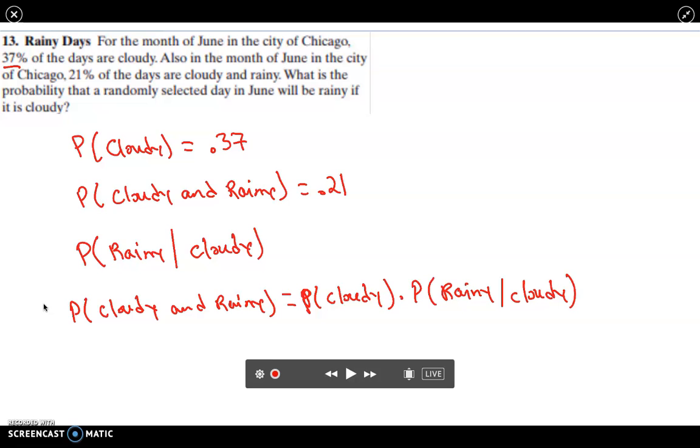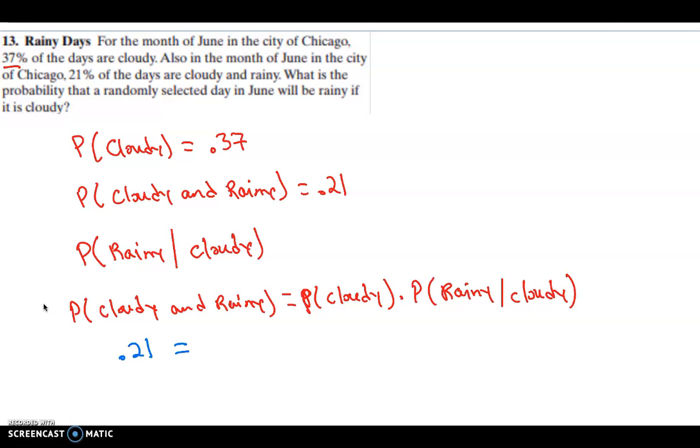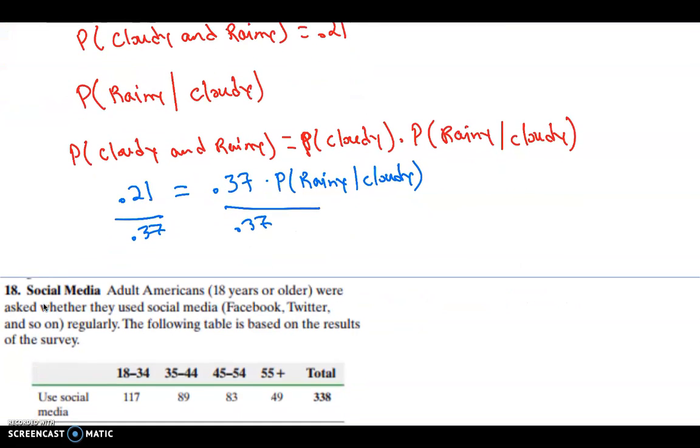So now we're going to make some substitutions. The probability it's cloudy and rainy was 0.21. The probability that it's cloudy is 0.37. And then times the probability that it's rainy given that it's cloudy. That's what we don't know, but that's what our question is asking. So we're just going to divide by 0.37 on both sides of our equation. So when I divide those out, I get 0.568 is the probability that it's rainy given that it's cloudy.